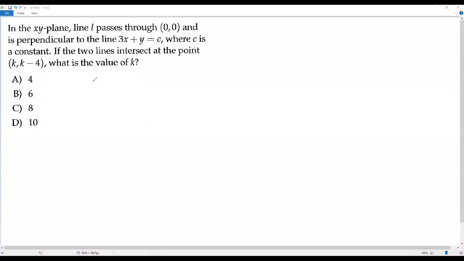Here we have a SAT math question. Okay, let's go to the information. In the xy plane, line L passes through (0, 0) and is perpendicular to the line 3x + y = c, where c is a constant. If the two lines intersect at the point (k, k - 4), what is the value of k?